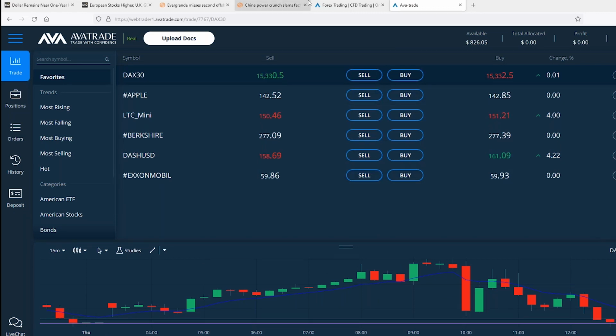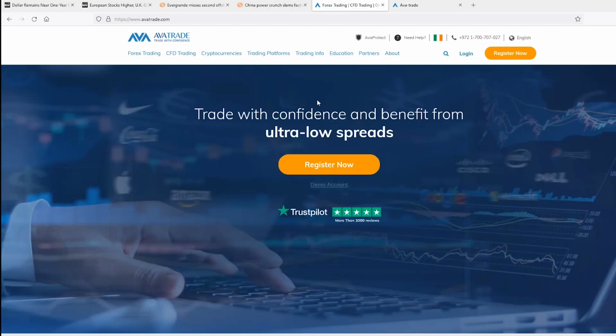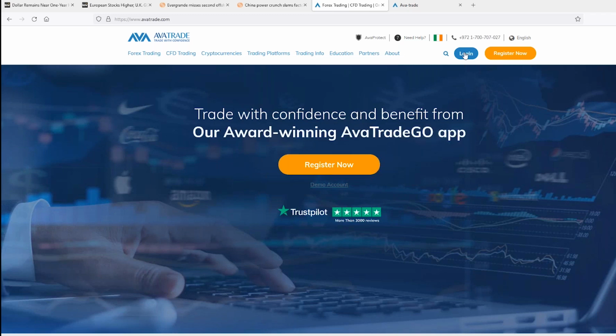This is our web trader platform. We'll take a look at it again in a moment. And you find that login here from our main website to get into the web trader, which works on mobile and PC/Mac.